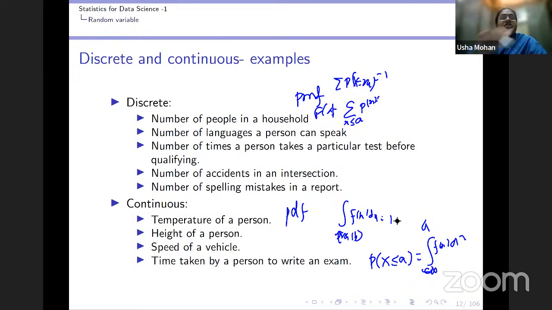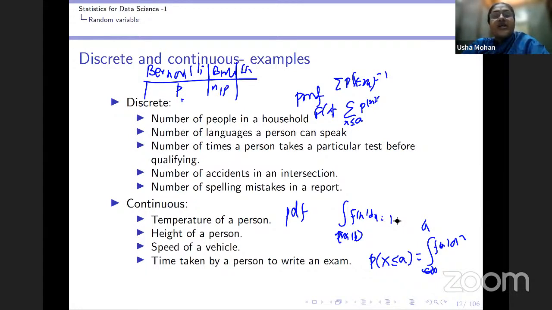When I talk about discrete distributions, I started with a Bernoulli distribution. The parameter of the Bernoulli distribution was P. The expectation was P. The variance was P into 1 minus P. I went to a binomial distribution. A binomial distribution is IID Bernoulli trials. The parameters are N and P. The expectation is NP. The variance is NP into 1 minus P.